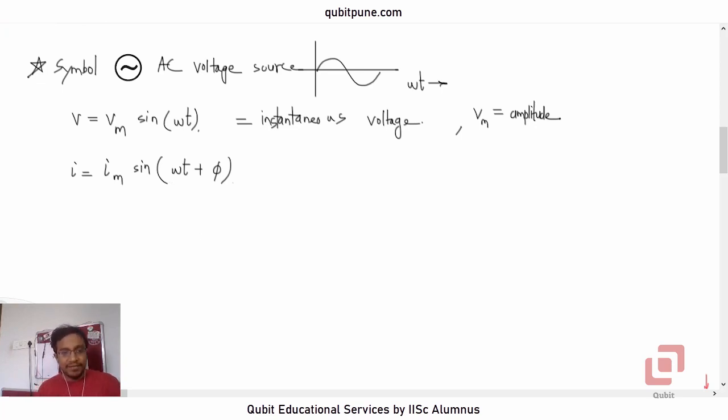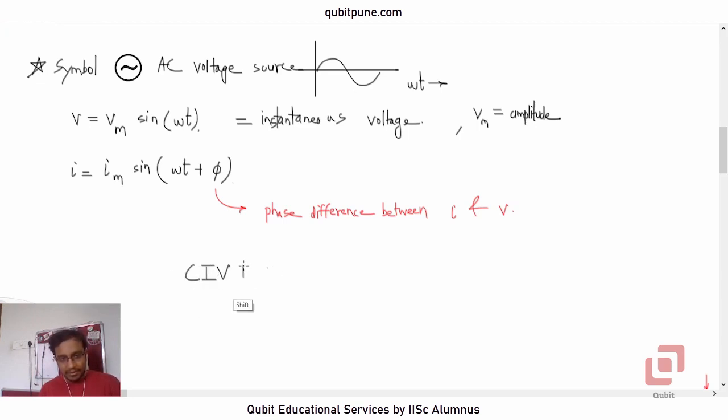But phi is the phase angle, the phase difference I would say, between current and voltage. Now the lowercase letters basically tell us that these quantities vary with time. I have told you this many times, remember the word CIVIL.